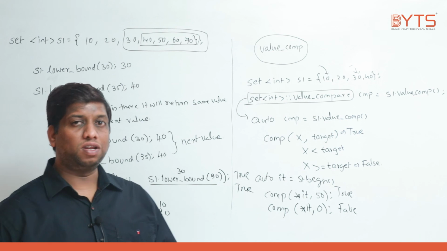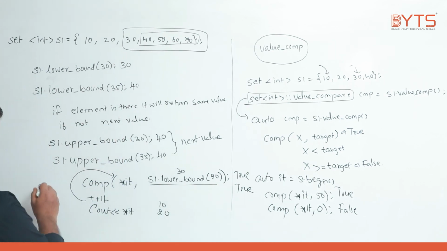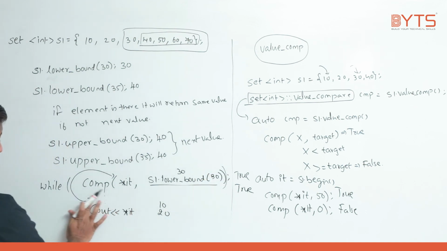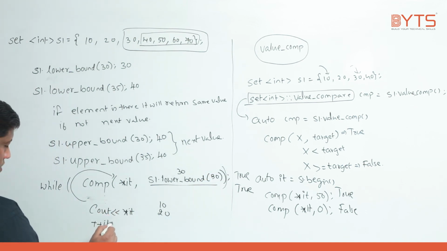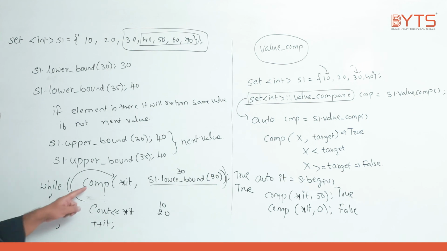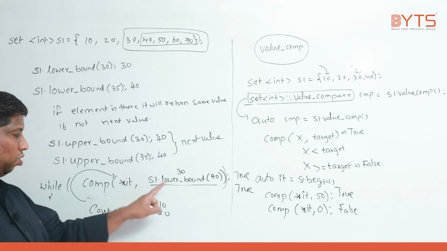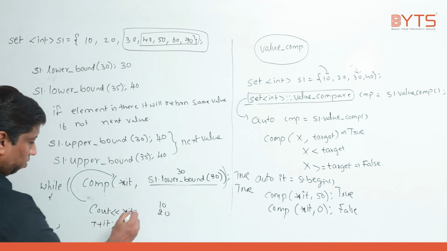Okay. So we are using comparison internally. If you want, you can put this in the while also. First time it will return true. So come here, print 10. Next ++it, it will point to 20. 20 is also less than 30. So print 20. That's all, right?